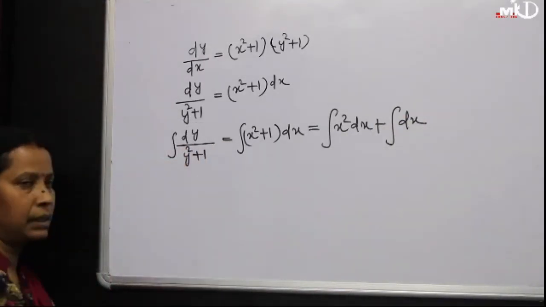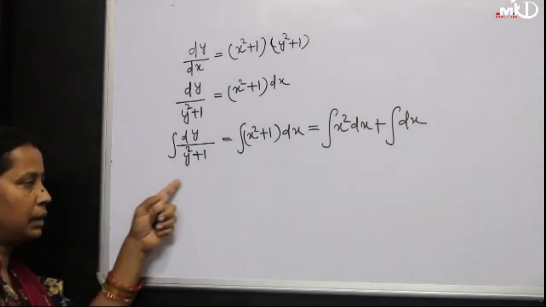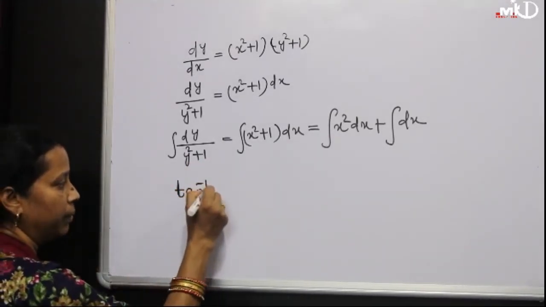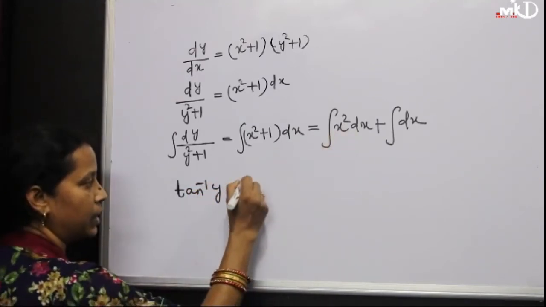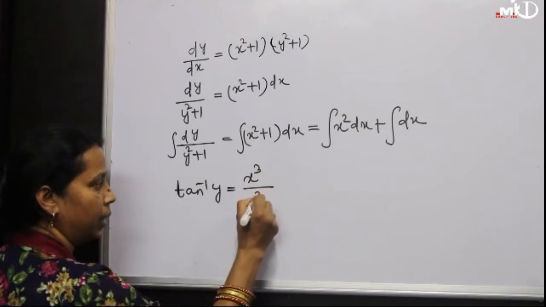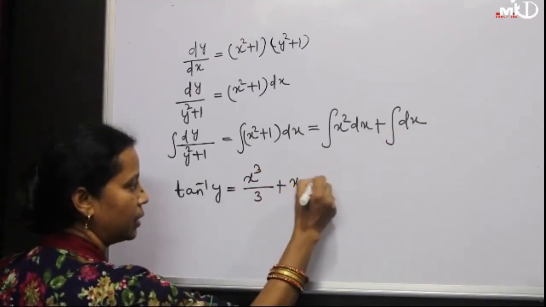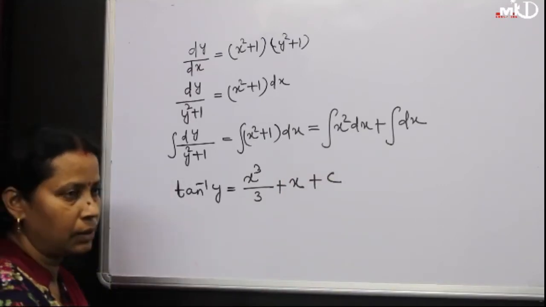So what is the integration of dy by (y square plus 1)? Already you know, by the integration you know it is tan inverse y, and the integration of x square dx, that is x cube by 3, plus the integration of dx, that is x, plus the constant of integration c. So this is the solution.